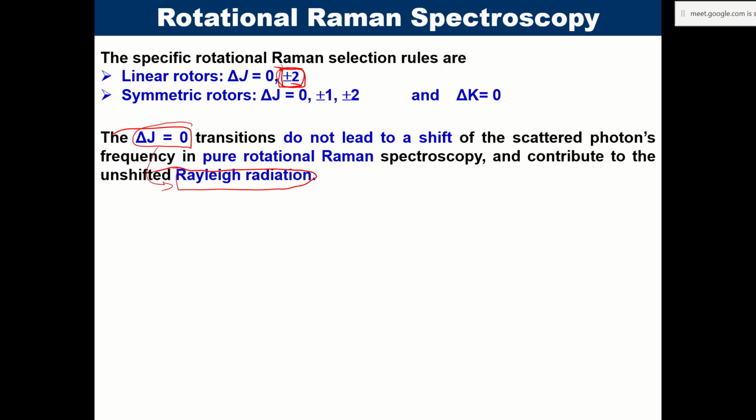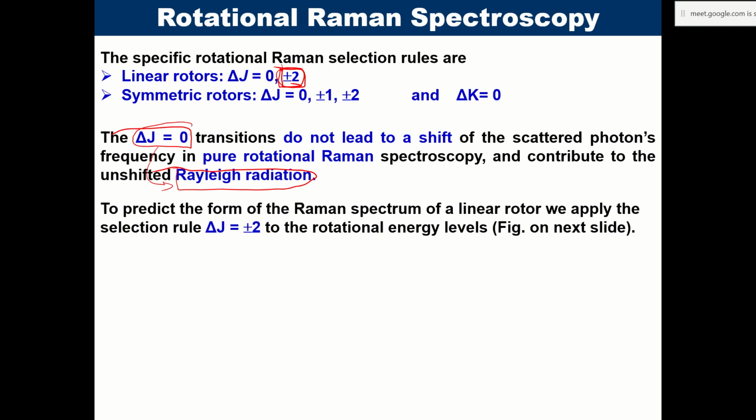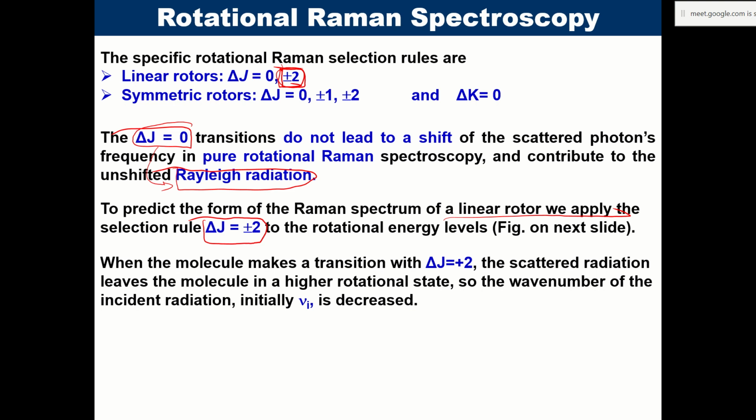Symmetric rotors again. So for the Raman spectrum, a linear rotor will apply the selection rule delta J plus minus 2, and the scattered radiation. So when a molecule makes a transition, it goes to a higher excited state, with a change of 2 units. J will change by 2 units.